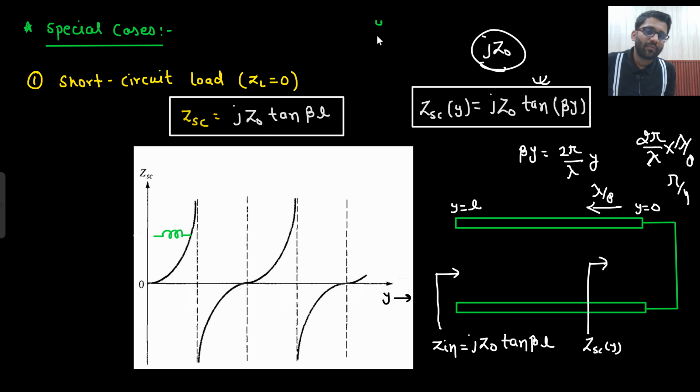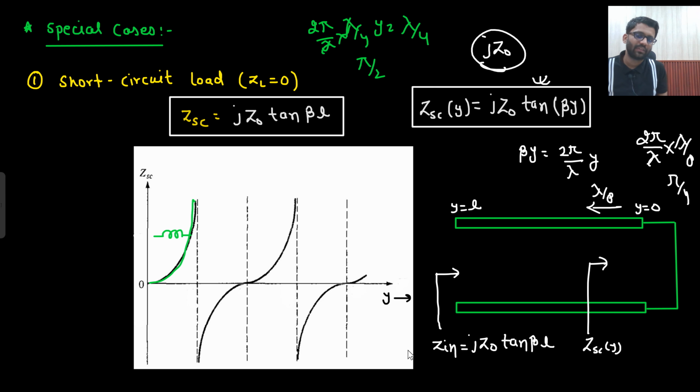At Y equals to lambda by 4, what will you see? What is the value of beta Y? That will be 2 pi by lambda into lambda by 4. That would be pi by 2. So tan pi by 2 is infinity. So this kind of graph you see. This is the graph of tan. In elementary classes we have studied it, in mathematics also. But the point is, from 0 to lambda by 4 distance, your nature will be inductive. Let's just say this distance was lambda by 4. So from 0 to lambda by 4, your nature is inductive. Is that clear to you?